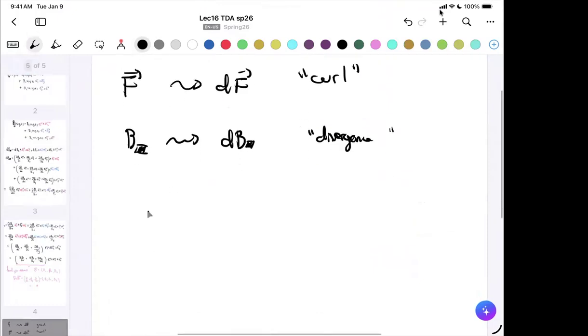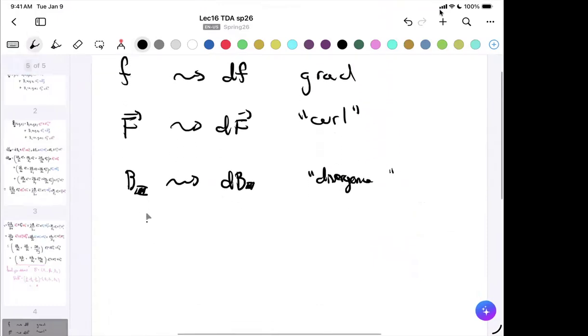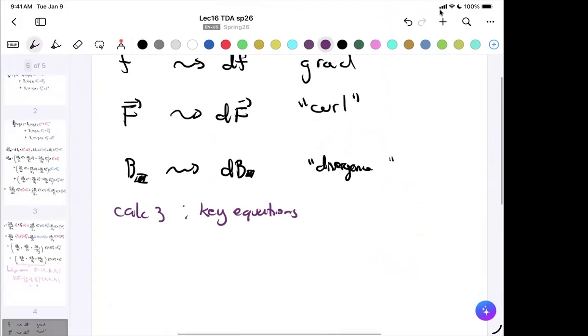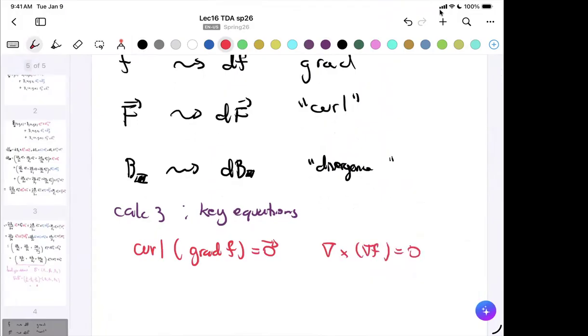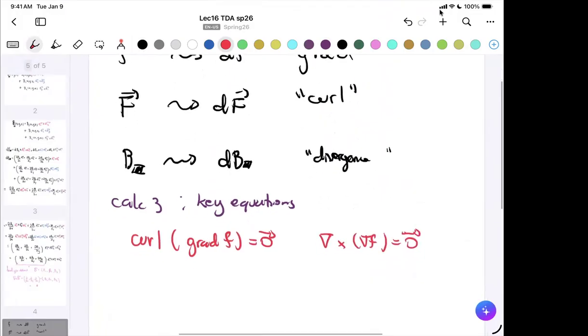But again, by the way, before I forget, remember from Calc 3 that you had these key identities or key equations. There are different ways to write it, but one way is that the curl of the gradient equals the zero vector, which they would also write as the curl of grad of f equals zero. So these are two ways to write them.